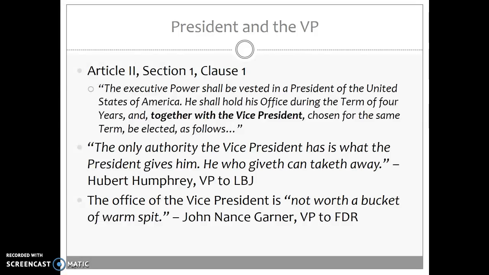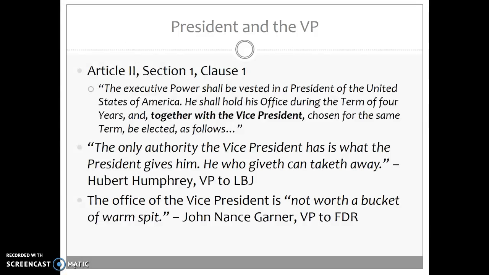LBJ was pretty notoriously not getting along with his vice president. And JFK did not get along with LBJ very much either. There's another quote from John Nance Garner, who was the vice president to FDR during one of his terms, and it says, the office of the vice president is not worth a bucket of warm spit. Apparently FDR did not give him a lot of leeway.